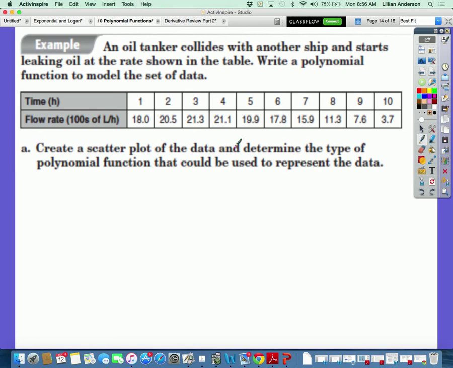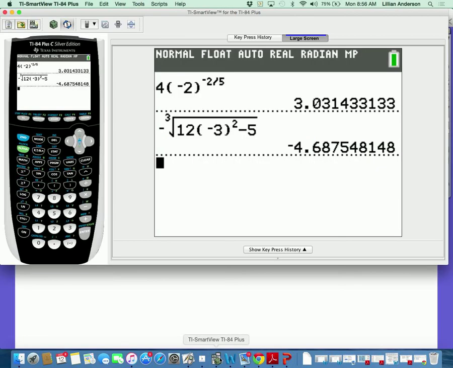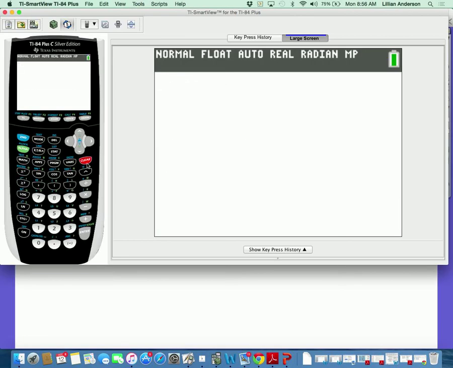So what we're going to do is create a scatter plot of the data and determine the type of polynomial function that can be used to represent this data. Because by looking at this, we can probably get an idea of what type of polynomial this is, but we want the most accurate one. Okay? So we're going to go into our calculator, and there's a certain list of steps that we're going to do to actually get this graph.